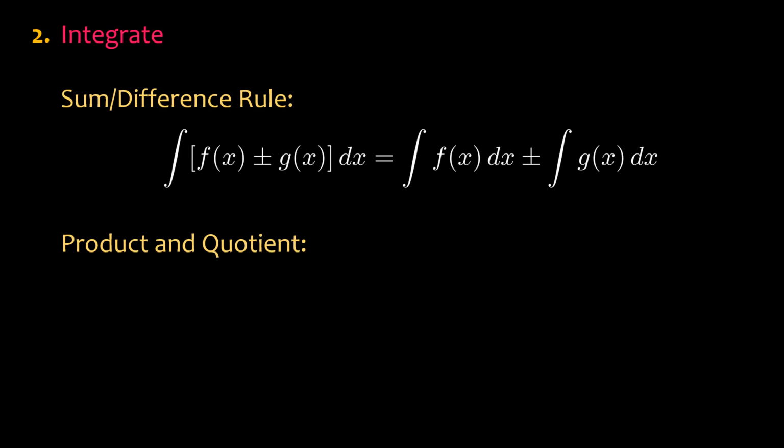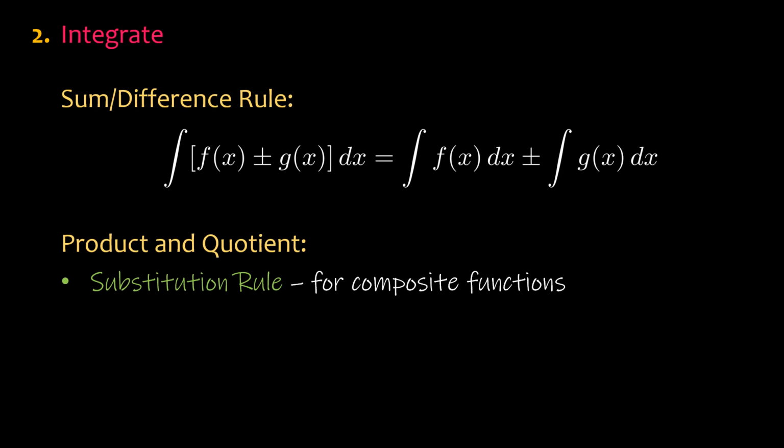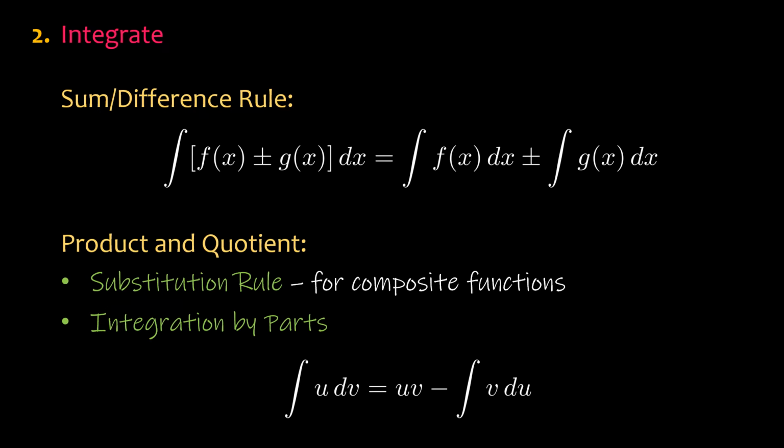There are also other methods to integrate products and quotients such as the substitution rule, which is useful for composite functions, and integration by parts, which is applicable when the integrand is composed of a factor that is easy to integrate and another factor that has a simpler derivative than the original integrand. These techniques will be the topics of future discussions.